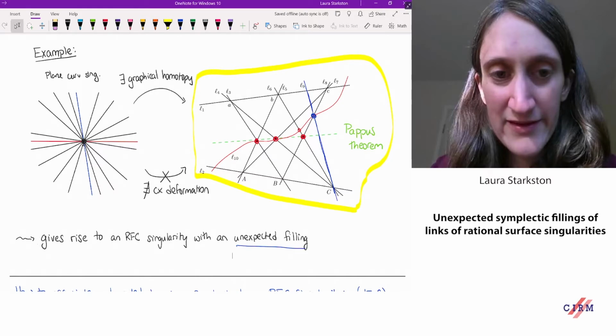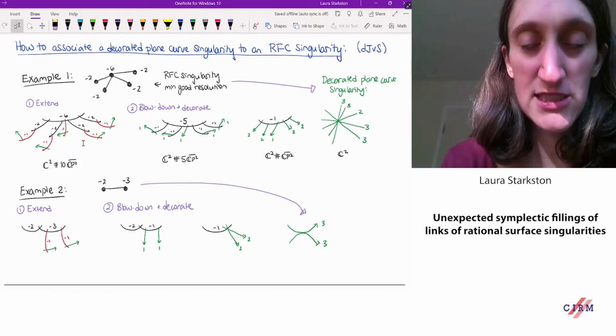Okay. So maybe just to give you an idea of where the plane curve singularity comes from, from the surface singularity or from its resolution graph, I have a couple of examples. This is de Jong and van Straten's strategy, and it tells me how to get from my surface singularity or its resolution graph to a plane curve singularity, decorated by some positive integer weights. So the process is I want to think of these RFC singularities as sandwiched.